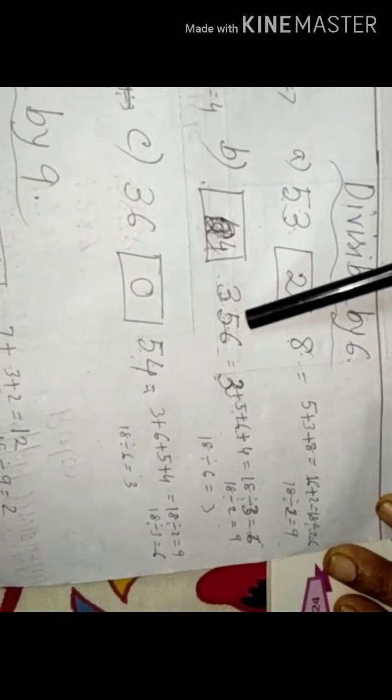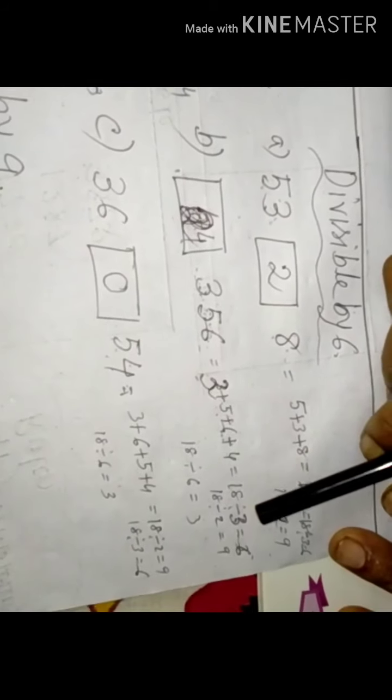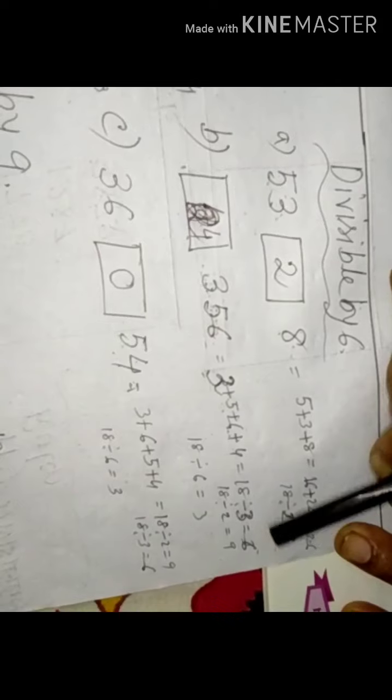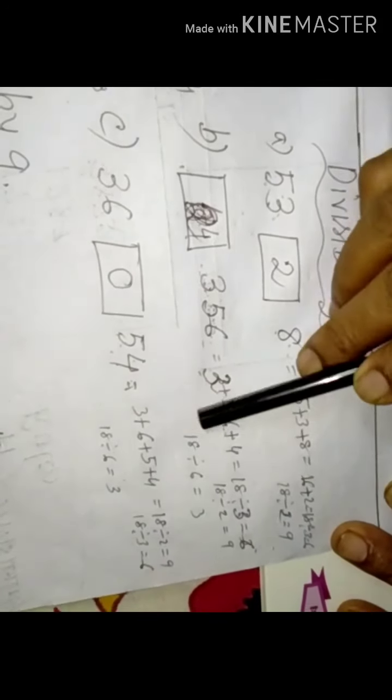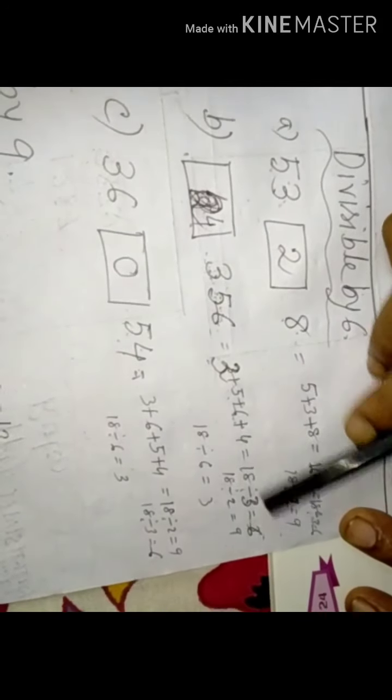Okay. 3, 5, 6, box. 5, 3, 8. 8 plus 6 is 14. 14 is not divisible by 6. So 14 plus 4 is 18. 18 divided by 3 is 6. 18 divided by 2 is 9. 18 divided by 6 is 3.